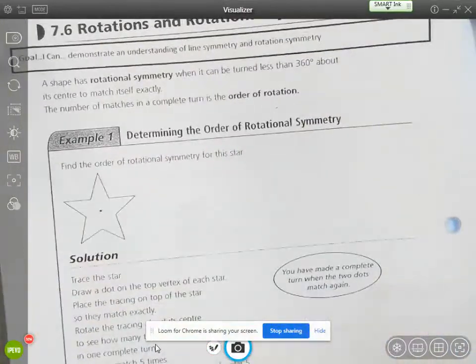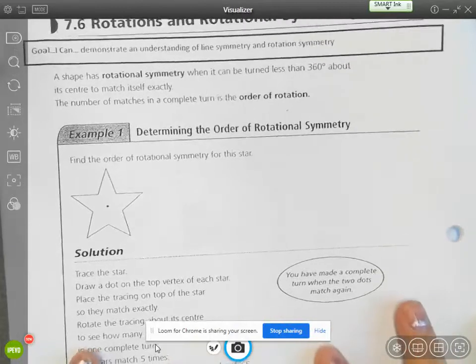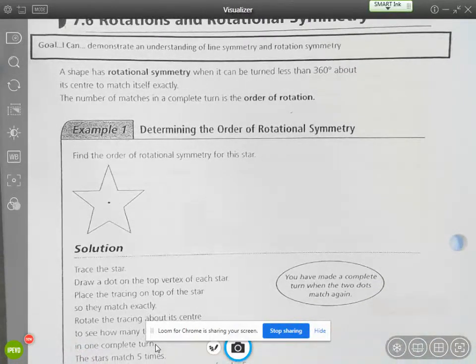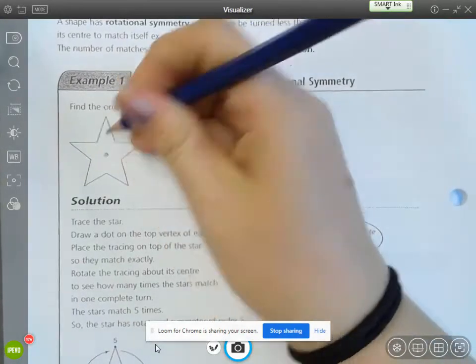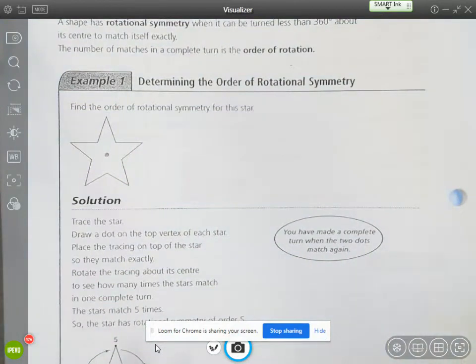Okay, so a shape has rotational symmetry when it can be turned less than 360 degrees about its center to match itself exactly. So if it only matches when it's returned to its original shape, we say that there is no rotational symmetry. So the number of matches in a complete turn is called the order of rotation. So here's an example of what we're talking about. If I were to spin this star around itself along the center.